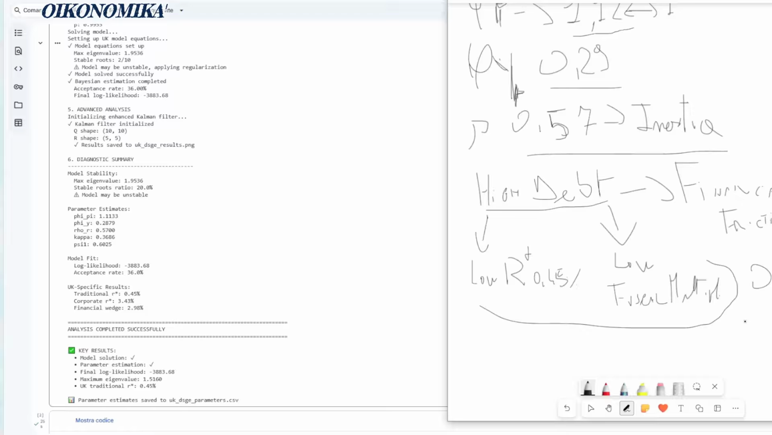And then what happens? Down the line, if you are in a crisis, you have a low R star, a low fiscal multiplier, and you have added up a lot of debt because you had a pro-cyclical fiscal policy in, let's say, good times or in normal times.